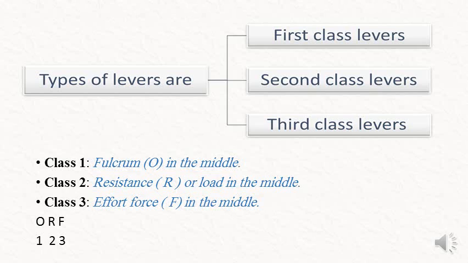We can say first, second, and third to remember them. First, second, third. It's very easy. To differentiate among them, identify the midpoint of the lever. The midpoint of first class of lever is fulcrum in the symbol O. We will use O as a symbol of fulcrum.